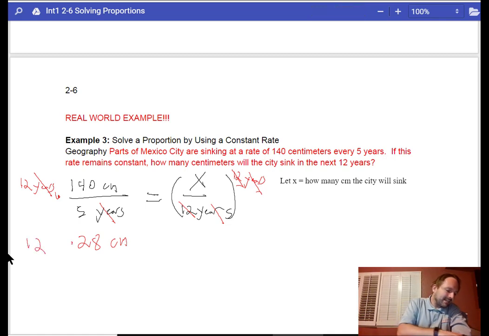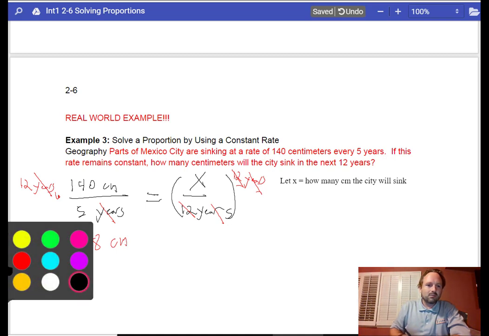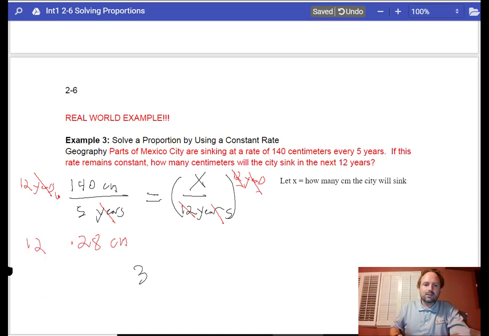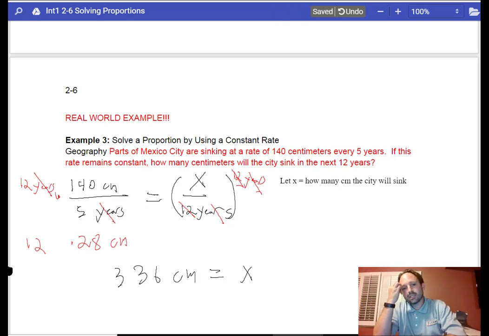Now, using my handy dandy calculator, because I don't want to keep doing that, 12 times 28 centimeters would be, change it to black, 336 centimeters is equal to X. That's how much it would sink in 12 years. Does that make sense? Well, let's see. 5 years, double that is 280. Yeah, and 12 years is more, so that does make sense. All right, let's go on.